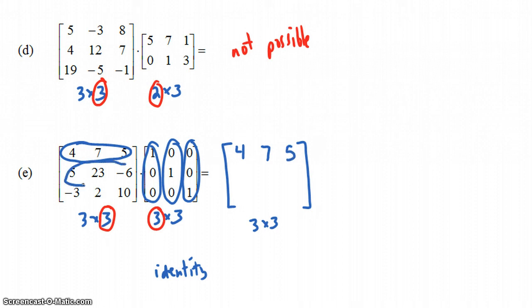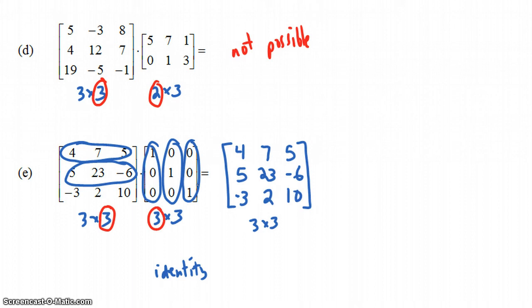Okay, now let's go to the next row. 5 times 1 plus 23 times 0 plus minus 6 times 0. Well, that would be 5. Okay, then we'll do this times this. 5 times 0 plus 23 times 1 plus minus 6 times 0. That's 23. And finally, for this last entry in this row, we'll get 5 times 0 plus 23 times 0 plus minus 6 times 1. That's minus 6. Now notice, we're really getting the same matrix back that we had originally. And if you continue this on, your entries are going to be minus 3, 2, and 10.